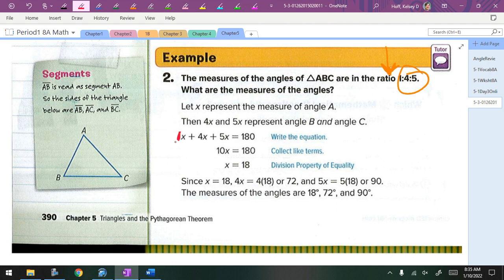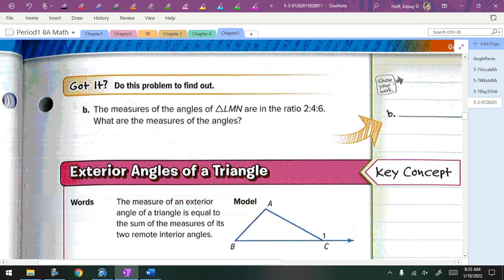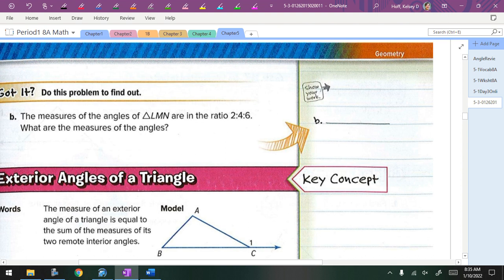Okay? Let's go to the top of page 391. The measures of the angles of the triangle LMN are in the ratio 2, 4, 6. There's that word ratio. What are the measures of the angles? When I see the word ratio, that means I need to put an X behind all of those numbers. So my equation would be 2x plus 4x plus 6x equals 180.